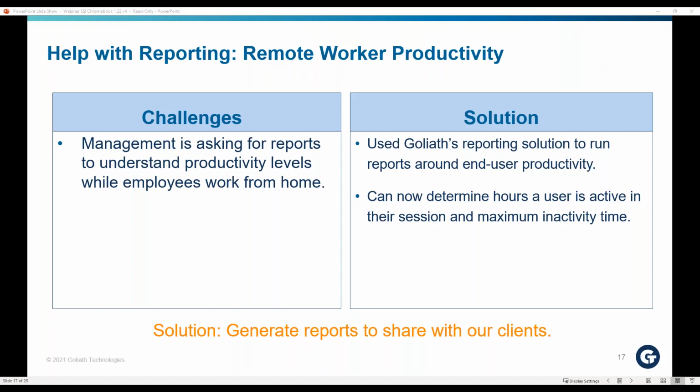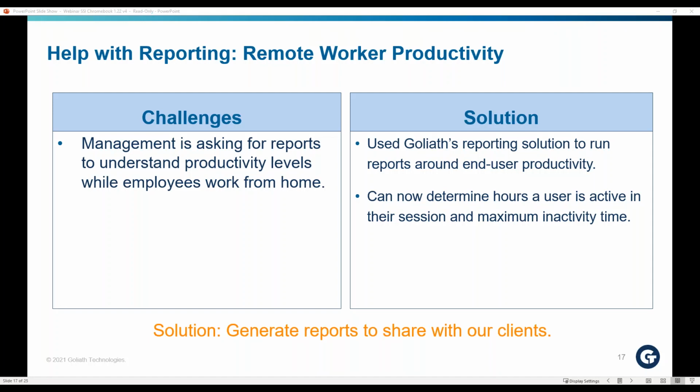which runs the reports around end user productivity. We can now determine how many hours a user is actually active in their session and what's true activity versus when they're not being active in the session, which the Goliath tools can do versus using Citrix Director to try to figure out how long they've been connected. The productivity reports will show each time a user connects how long they've been connected.